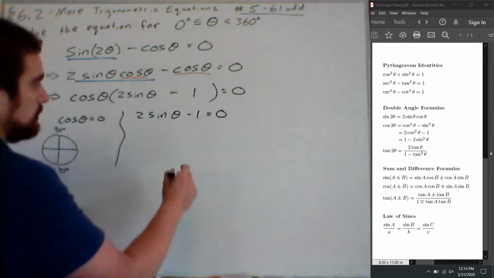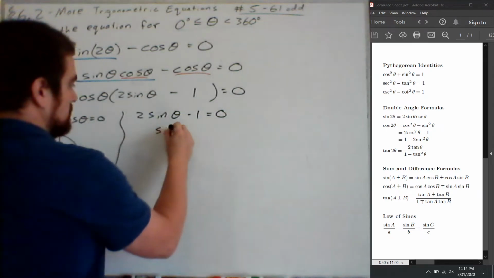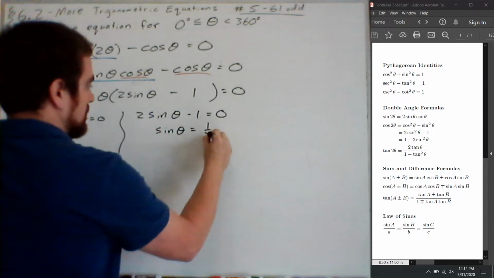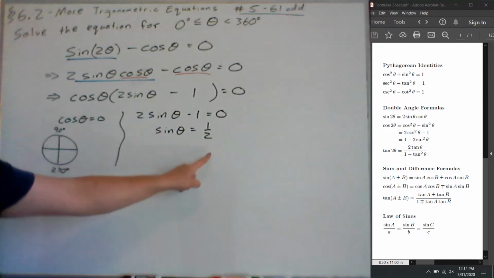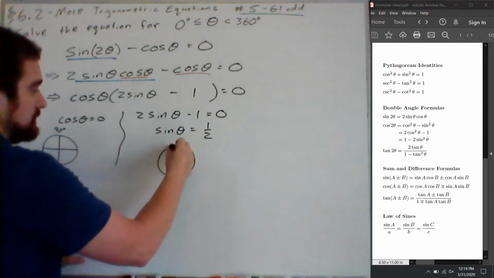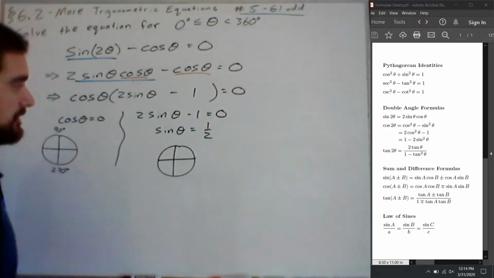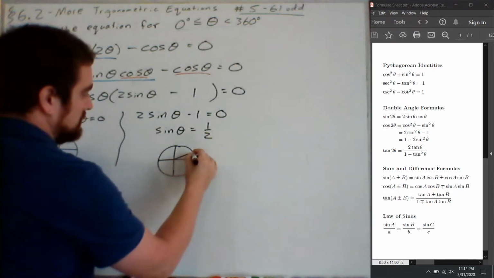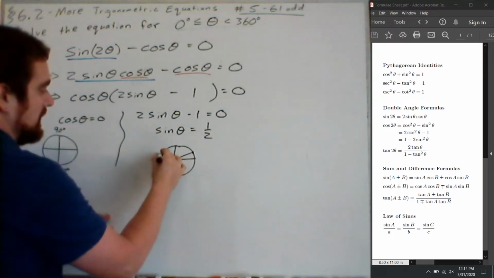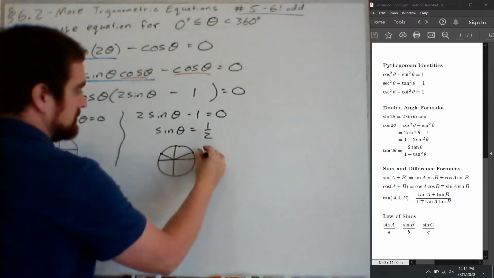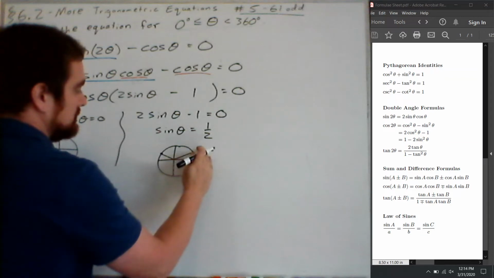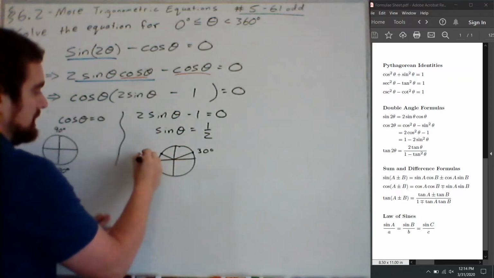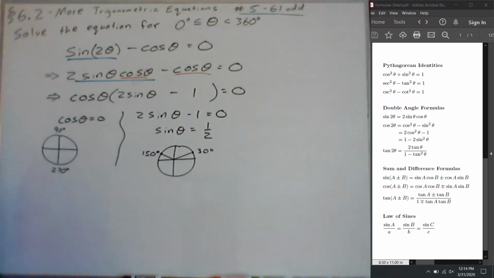I'll pick up 0 for my cosine. Here I'm going to add 1 and divide by 2 to get sine of theta has to equal 1/2. So again, I jump to my unit circle and I just find out where sine of theta is going to be 1/2. Again, we're talking about degrees. We want sine of theta to be a positive 1/2 value. So that's going to happen over here at 30 degrees. And it's going to happen over here at 180 minus 30, which is 150 degrees.